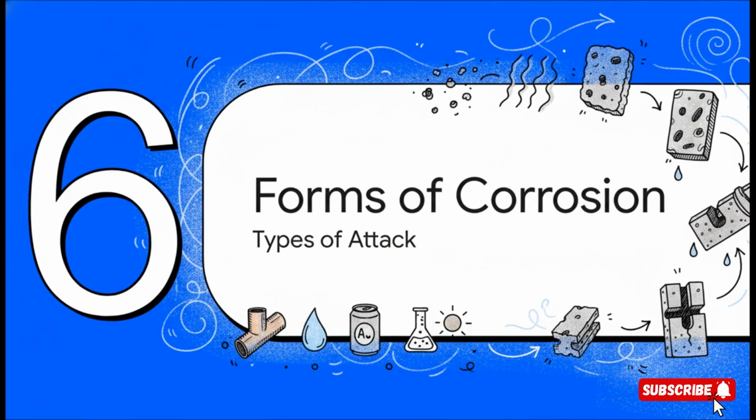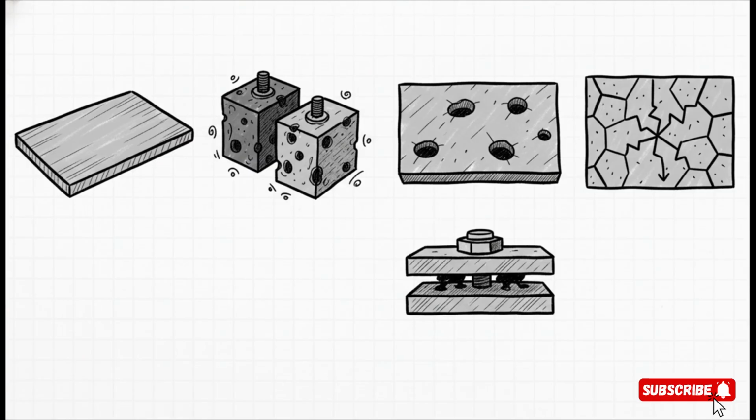Okay, for our final section, let's move from the theory to what we can actually see. Corrosion doesn't always look the same. Depending on the metal, the environment, and the specific mechanism at play, it can show up in several very distinct forms. Depending on the conditions, this attack can take many forms.